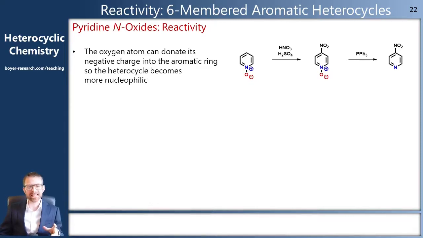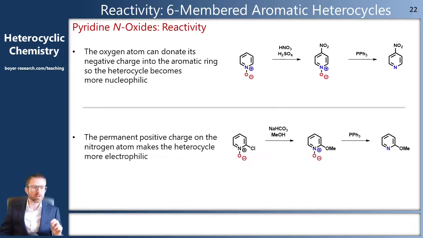And in fact, we can see the oxygen overrides the selectivity of the pyridine. If this was a pyridine, we would have nitration at the 3 position, but because we have the oxygen, we now get nitration at the 4 position. Of course, if we wanted a 4-nitropyridine, we could then reduce it down using triphenylphosphine.